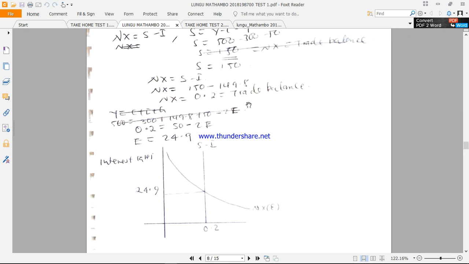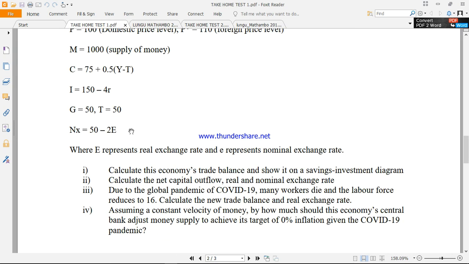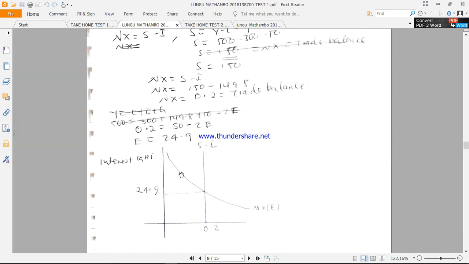Now that we've gotten our trade balance, remember we have this trade balance function: net export is equal to 50 minus 2E. We found net export to be 0.2, so we replace it: 0.2 equals 50 minus 2E. Making E the subject of the formula gives us 24.9 as the equilibrium exchange rate.